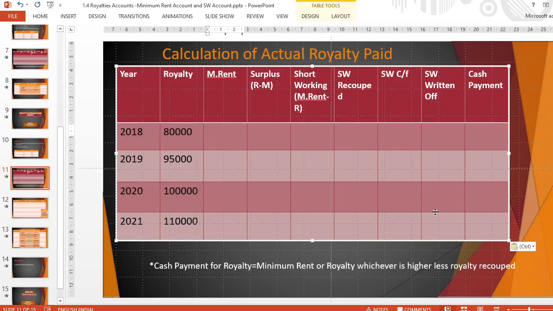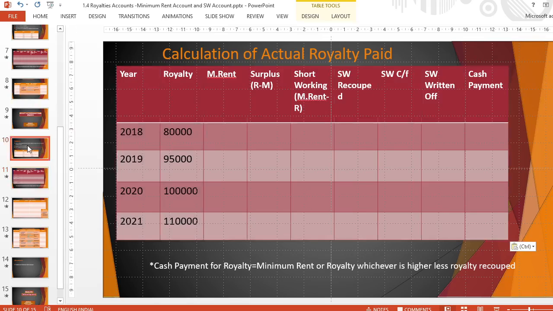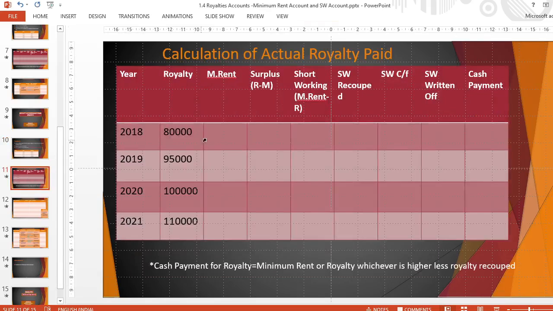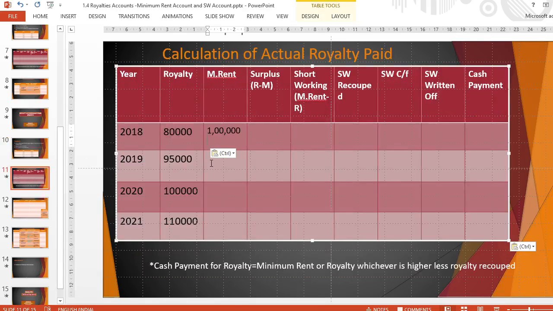And then I need to record the minimum rent. They have given minimum rent of rupees 1 lakh. So I'll just copy the 1 lakh rupees in all the years. It's 1 lakh fixed amount for all the given years. There is no change. And surplus, that is royalty minus minimum rent. So if royalty exceeds minimum rent there is surplus, and short working if minimum rent exceeds royalty.